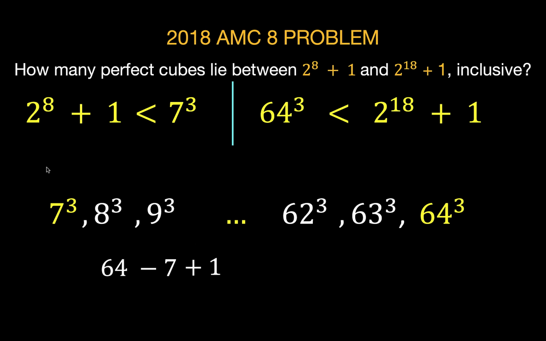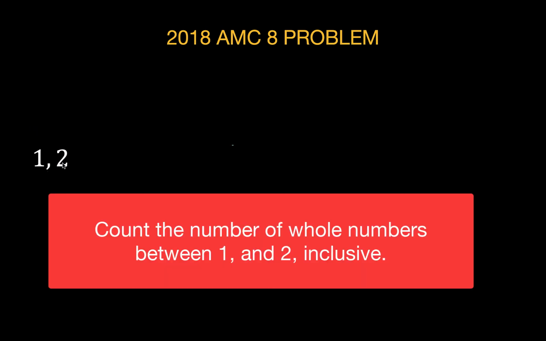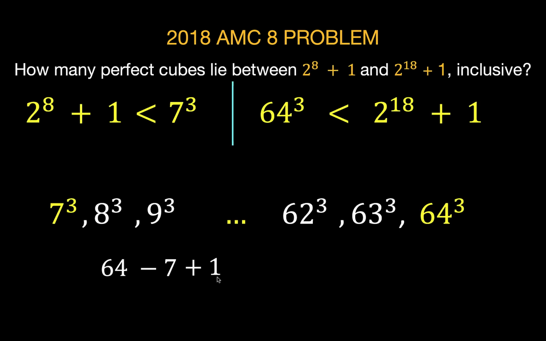Why is that so? Notice that if I want to count the number of numbers between 1 and 2, there are 2 of them, 1 and 2. But if I subtract, 2 minus 1 is only 1. Clearly, we are not counting it correctly. We have to add 1 more so that we can get the exact number of numbers between 1 and 2. That is the reason why we also have to add this 1, because we are undercounting when we just subtract 64 minus 7. Because when we count, we start with 1.